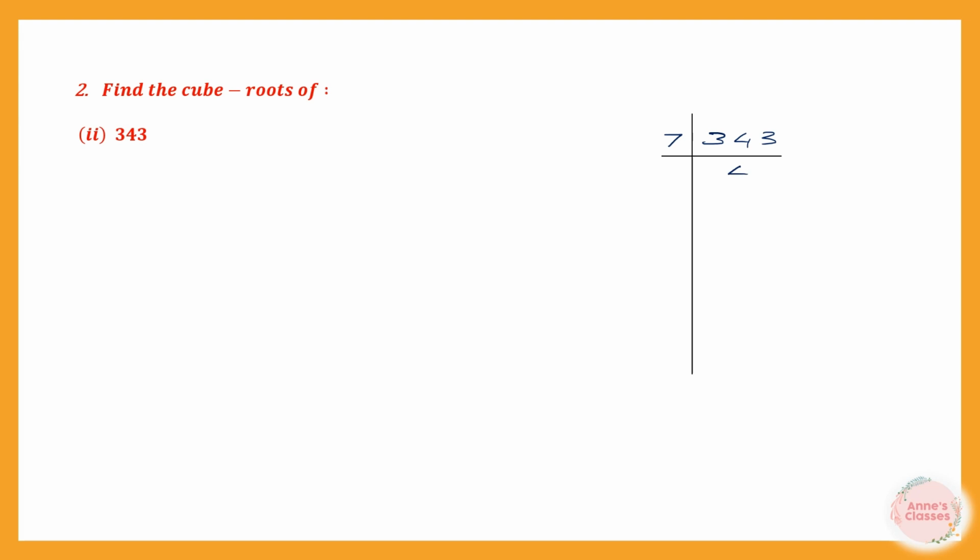7 fours are 28. So what is left is 6, 63. 7 nines are 63. Now divide 49 by 7. 7 sevens are 49. Then 7 ones are 7. So let's write down all the factors of 343.